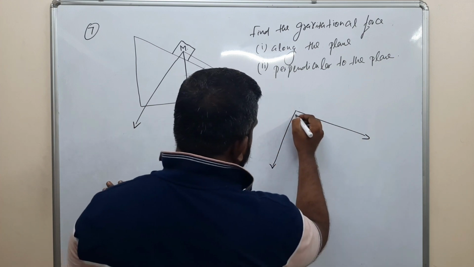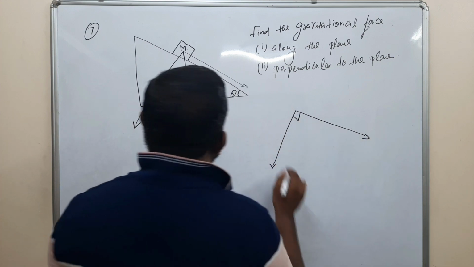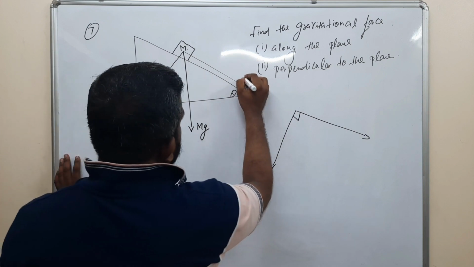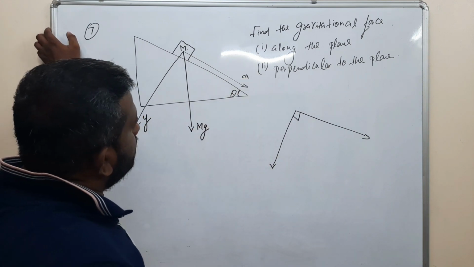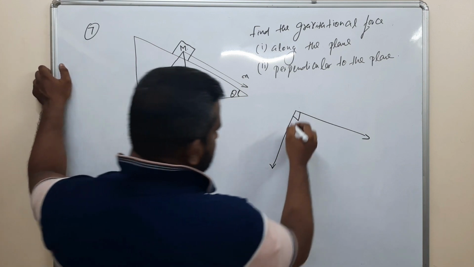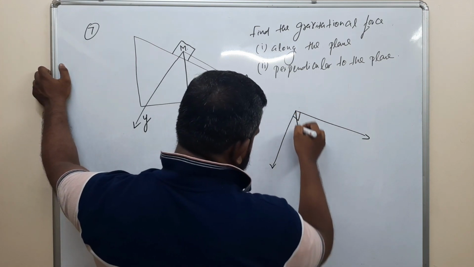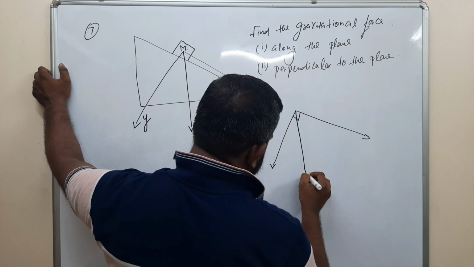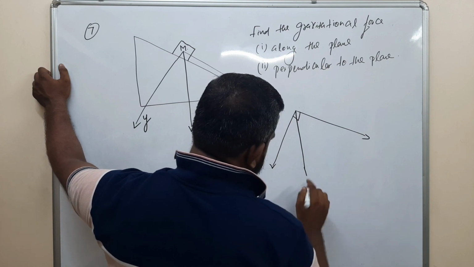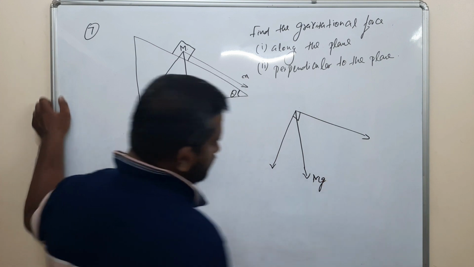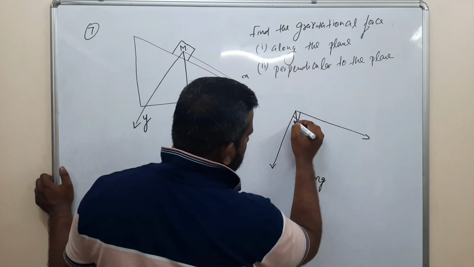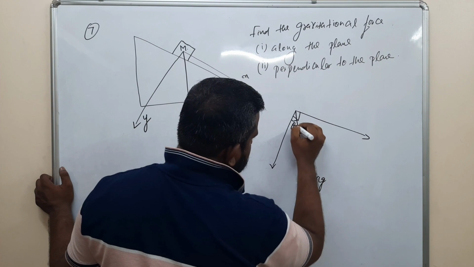So the angle between these two is 90 degrees. This is the x-axis and this is the y-axis. This is mg. So what is the angle between? This angle is theta.